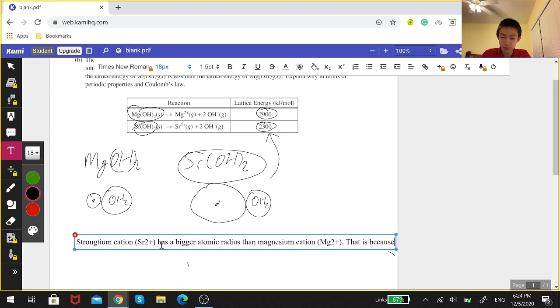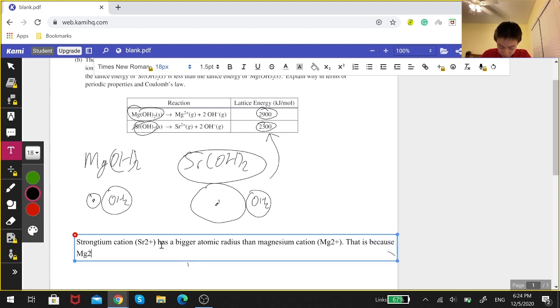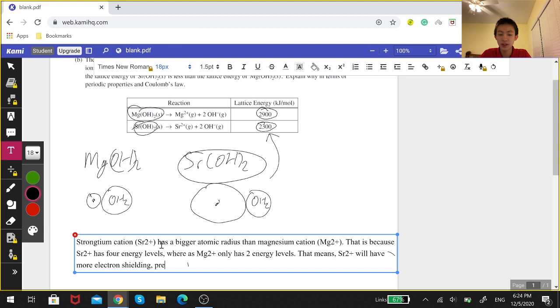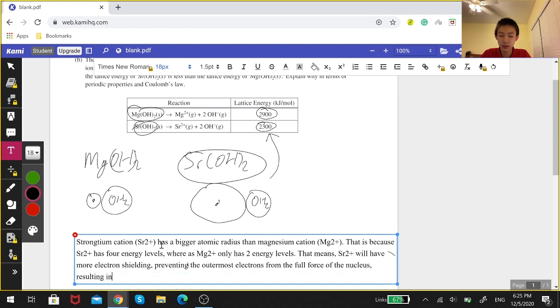That is because Sr2+ has 4 energy levels, whereas Mg2+ only has 2 energy levels. That means Sr2+ will have more electron shielding, preventing the outermost electrons from feeling the full force of the nucleus, resulting in a larger atomic radius.